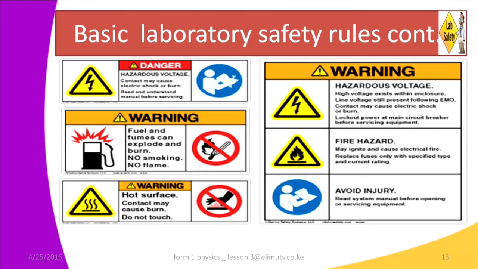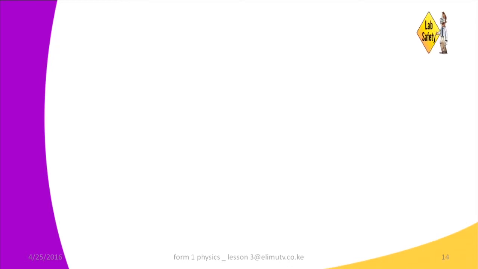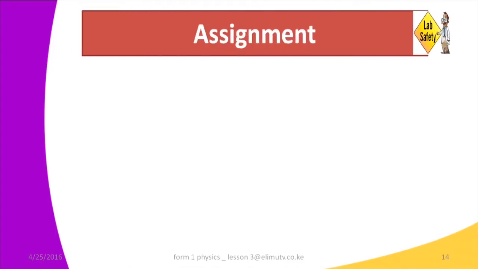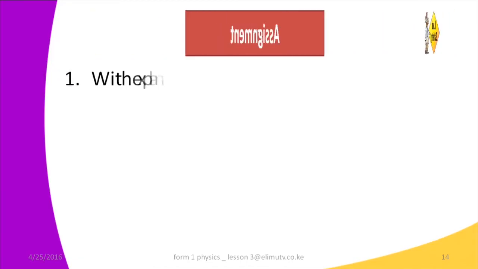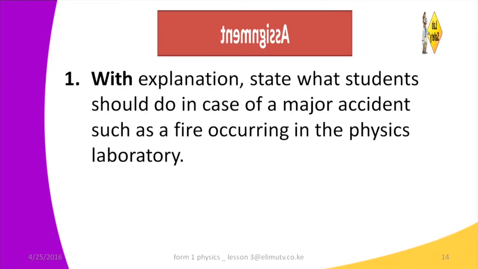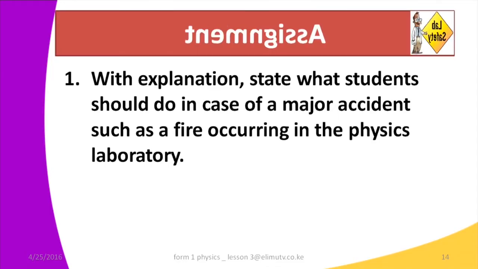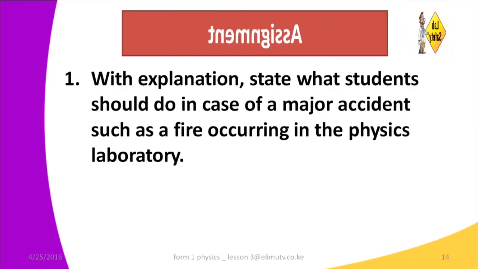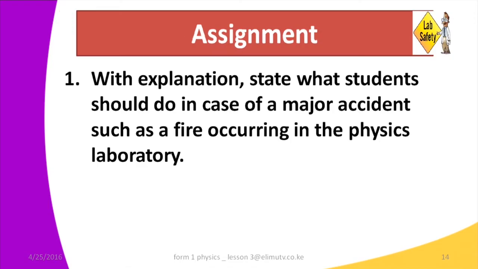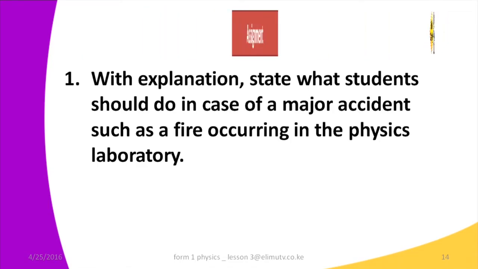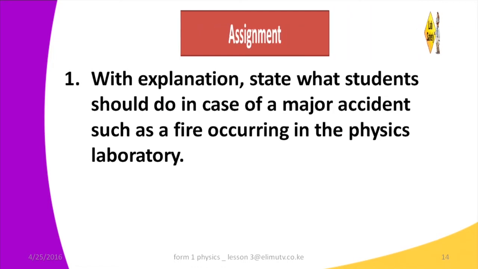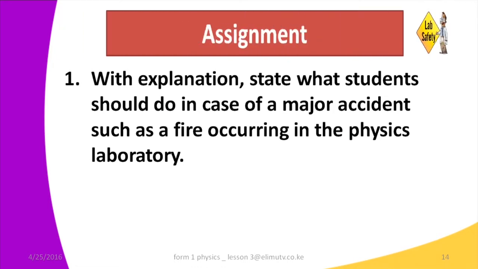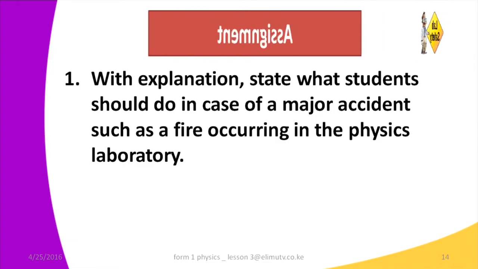Up to there, I hope you have enjoyed your lesson. And before we wind up, I have to give you this assignment so that you are able to attempt it. This assignment revolves around what we have discussed. The first question that you have to attempt is just one. With explanation, state what students should do in case of a major accident such as fire occurring in the physics laboratory. So this is one question that you'll attempt, and if you want to get the answers to this, you refer to the discussion that you have just had in our lesson.